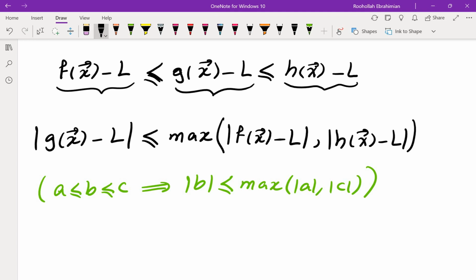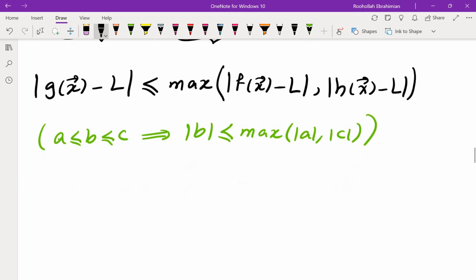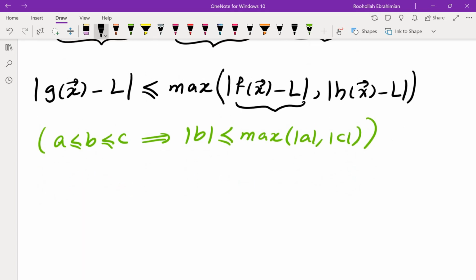Okay, you cannot take absolute value of inequalities unless all sides are positive. If they are all negative, you have to flip the direction. If one of them is positive and one of them is negative, then it's not clear what happens. But this inequality always holds. Now I know this one is small, and I know this one is small. So now we can show that this one is small. So how do we do that?